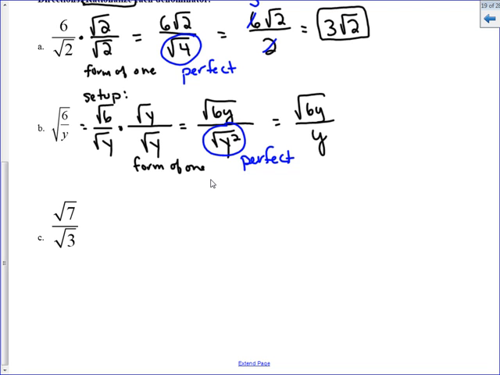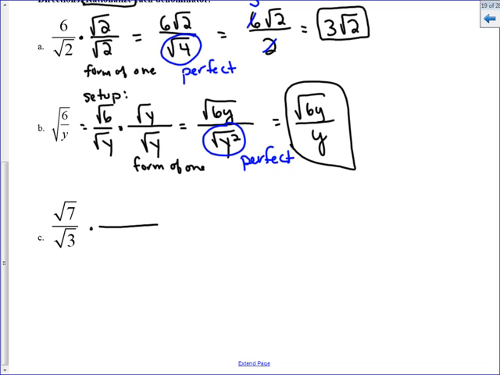So we got to look at each radical still for simplifying. 6 isn't divisible by any of my perfect squares. Y has an exponent of 1. My index is 2. So we're good there. So for C, the square root of 7 over the square root of 3. What am I going to multiply by in order to rationalize this denominator? What am I going to put in my form of 1?